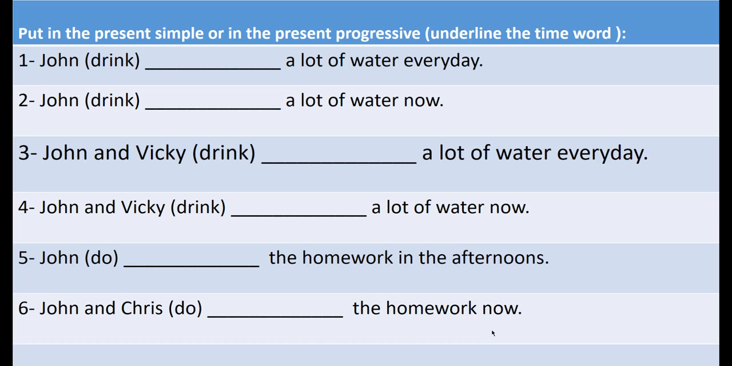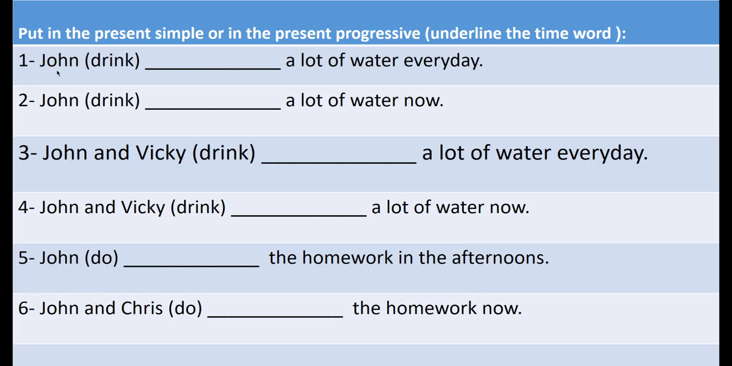Okay, now we have a short activity. We read here together: put in the present simple or in the present progressive. Underline the time word. Now I want you to find the sentences in which we can put the present progressive. So we have to find the time word of each sentence.